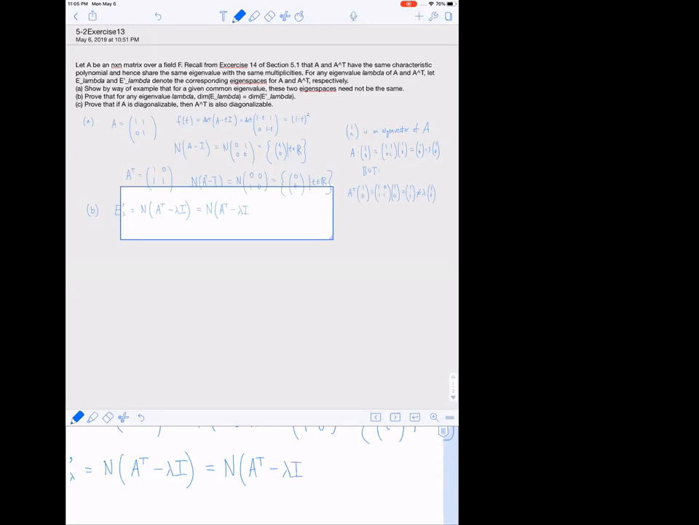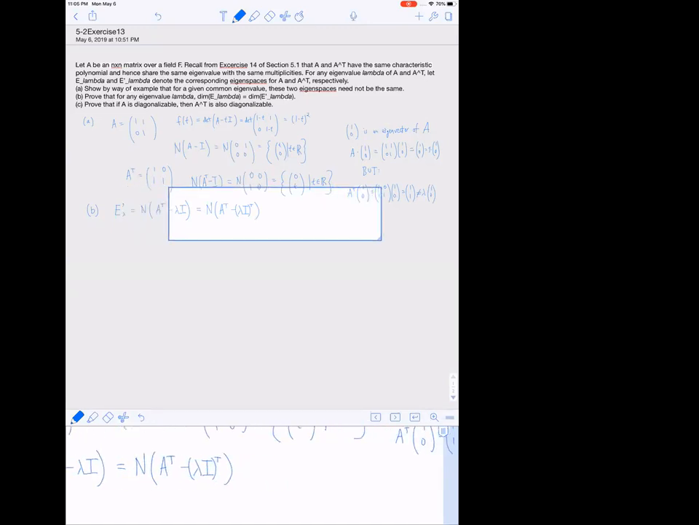In fact, scaling doesn't change that. So why don't I just put parentheses here and make that a transpose? And that's great because the difference of transposes is the transpose of the difference. So this is actually A minus lambda times the identity, all transposed. So this is almost now like the eigenspace E lambda, except for that one transpose right there.